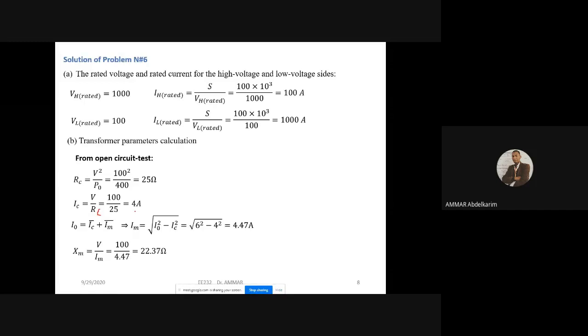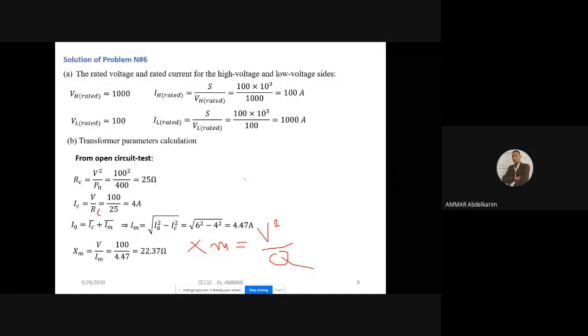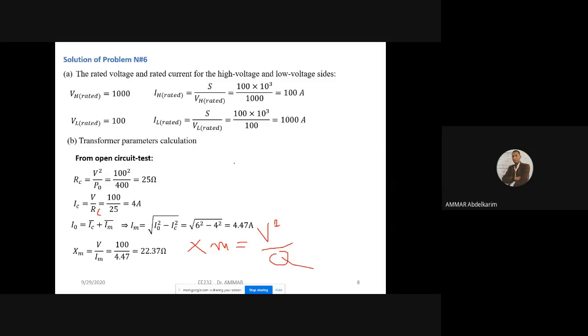Then we can determine XM equals V, the voltage, over IM. And also XM can be calculated if we have, for example, the reactive power, equals V square over Q, if we have reactive power. So the current flowing through the resistance is IC, the core losses current, and IM is the magnetizing current that is flowing in XM, which is the magnetization reactance. Okay, this concerns the second question.